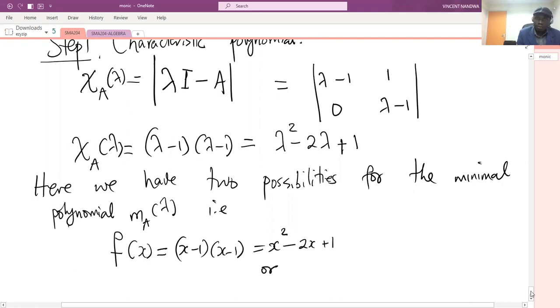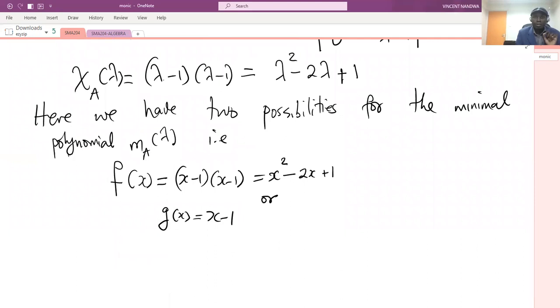or it can be a polynomial of the form g of x, where the factors of this characteristic polynomial are the characteristic polynomial itself and a factor of this form, simply lambda minus 1. But remember, the minimal polynomial is unique for a given square matrix. So we have to test whether f of x or g of x satisfies all the properties. Remember, by the Cayley-Hamilton theorem, every square matrix satisfies its characteristic equation.